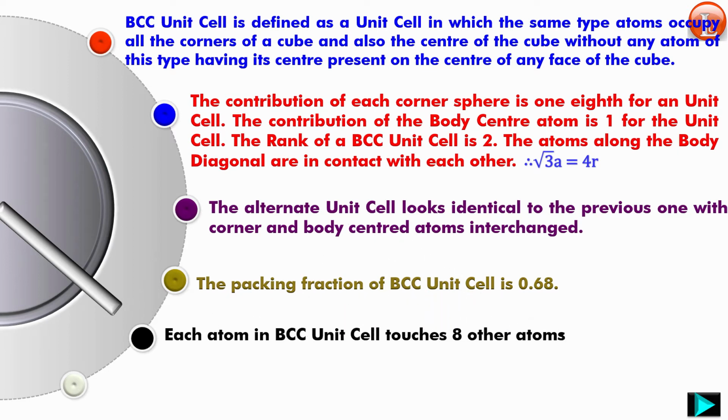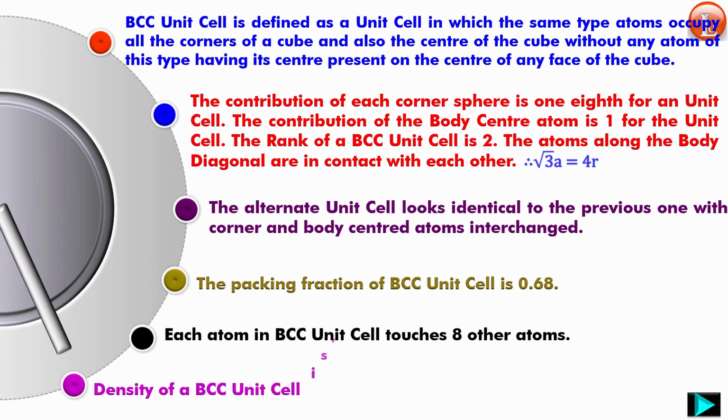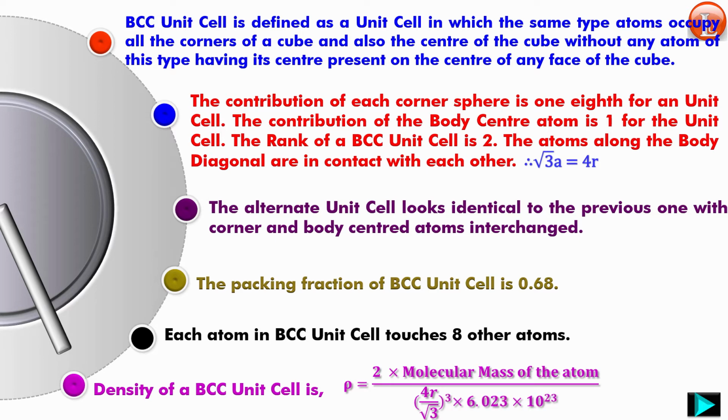And let's look at the density. The density is the same logic. Only thing is the rank is 2 this time. So it's 2 into the atomic mass of the atom upon the Avogadro's number upon the volume of the unit cell, which is (4r by root 3) the whole cube. So that was the body-centered unit cell.